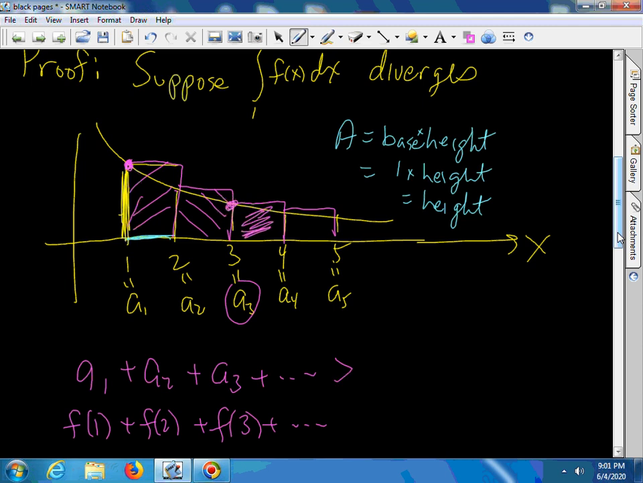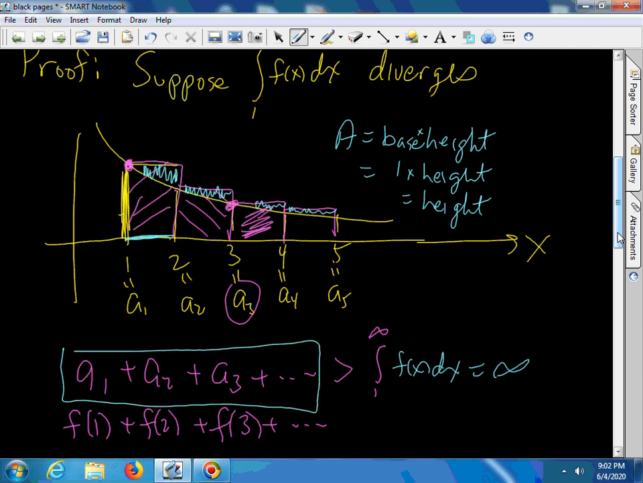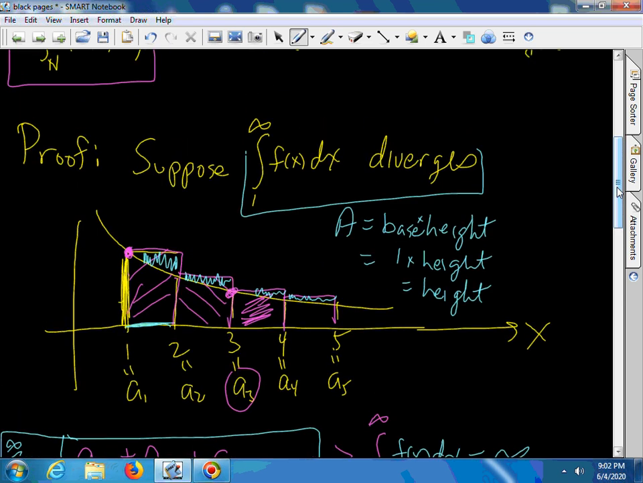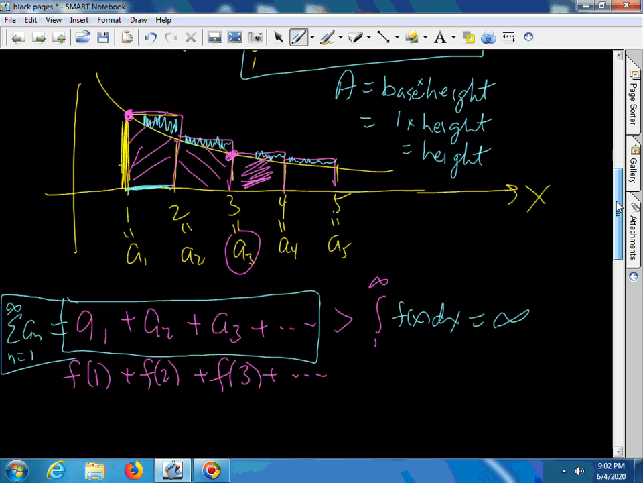This area is greater than the integral from 1 to infinity because I'm adding this area, which is under the curve. It's always more. So it's going to be greater than this integral, f of x dx, which diverges. And what we showed is that this infinite series, that is, the summation of a sub n as n goes from 1 to infinity, also diverges. If the integral diverges, then the infinite series diverges. That was case 1. Let's do case 2.